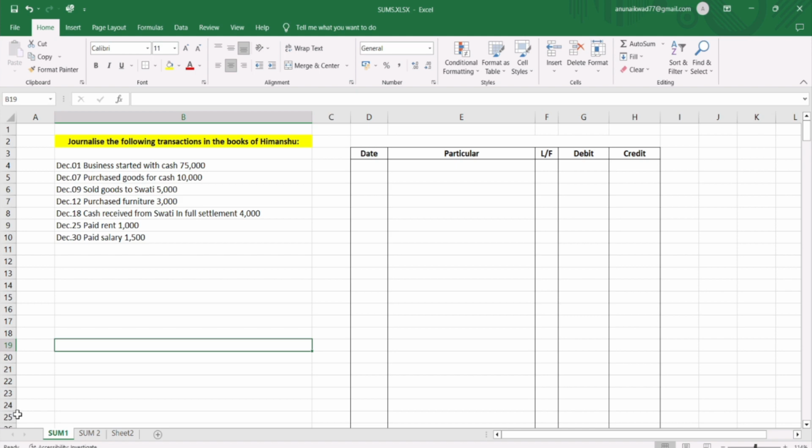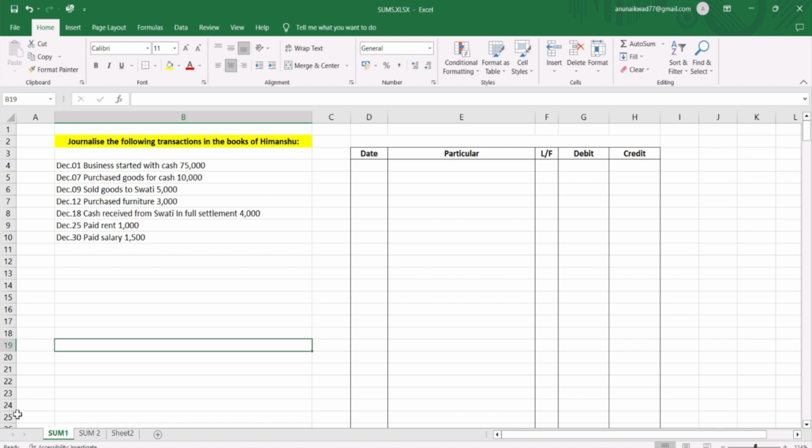We also looked into the format of journal, which had 5 columns: date, particulars, ledger folio, debit entry and credit entry. With that, we took a few example transactions, tried to analyze them, and recorded them into a ledger. Today we will take a few more examples, solve the problems, analyze the transactions and record them into our journal.